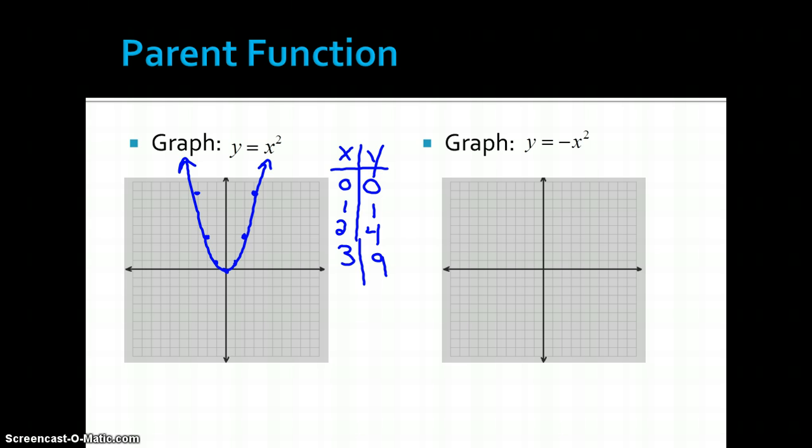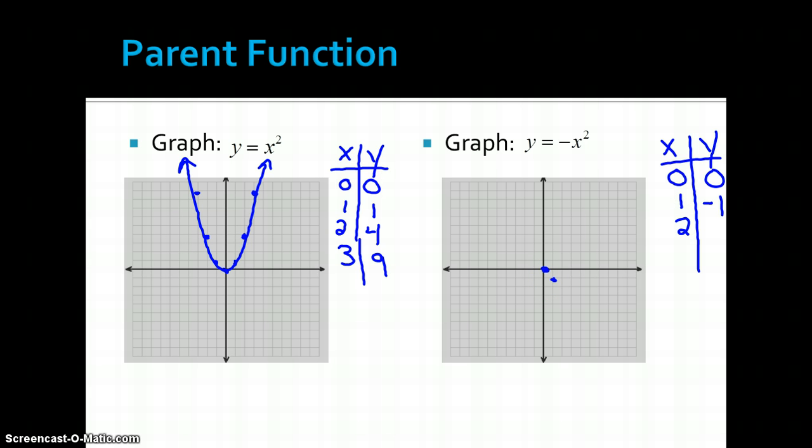If we take a look at the second one on the right here, it's our x and our y. If I have x is 0, y is still 0. So our vertex is still the same, still (0, 0). Now, however, if I do 1, 1 squared is 1 and the opposite is -1. So (1, -1) is on this graph.